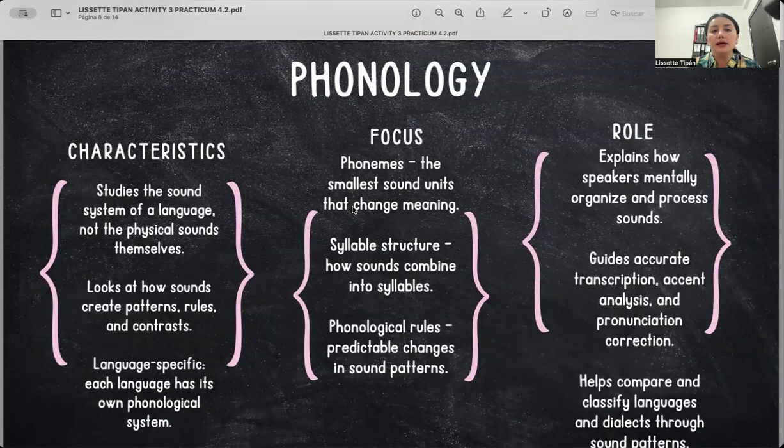Phonology looks at phonemes, which are the smallest sound units that change meaning, how sounds combine into syllables, and the rules behind predictable sound changes. This helps us understand why students struggle with certain patterns and how to correct them.